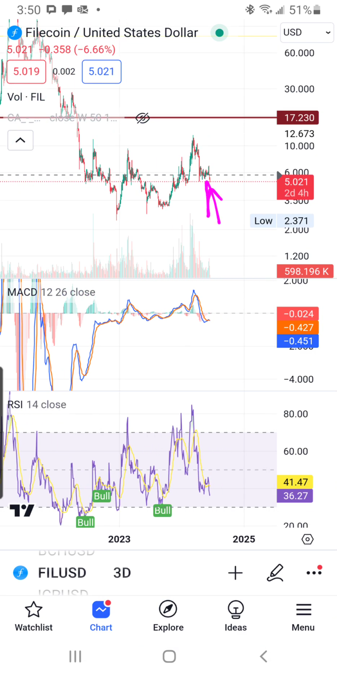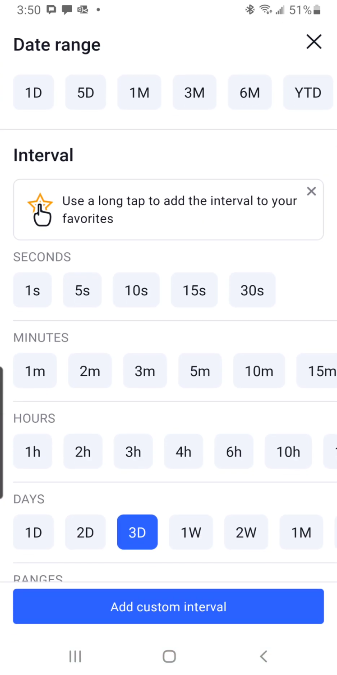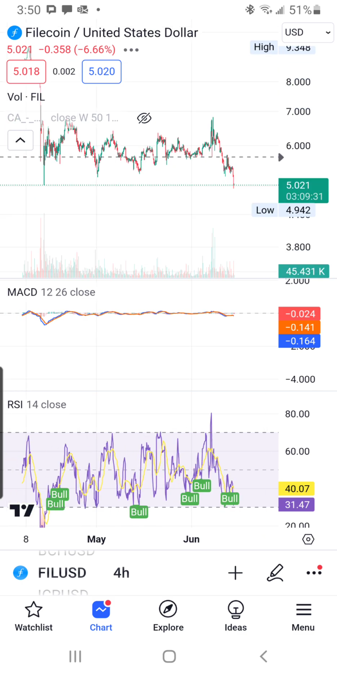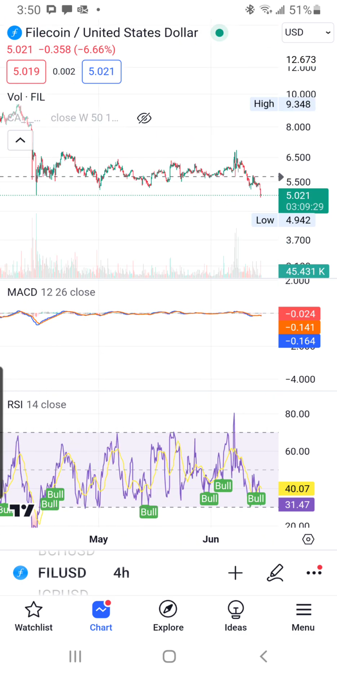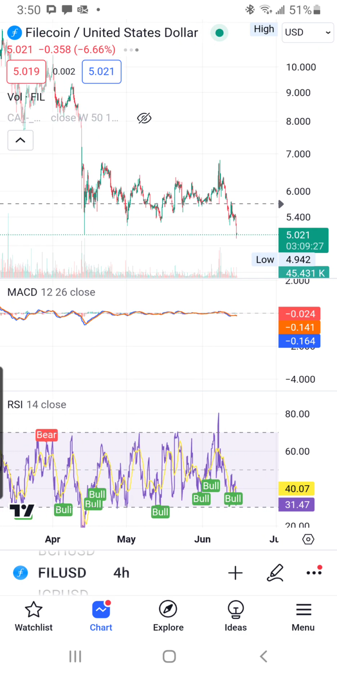I meant to say this is the area we're in right now, and this is the Wyckoff accumulation I can currently identify on Filecoin. I think it's pretty evident. Okay, there you go. Sorry about that.